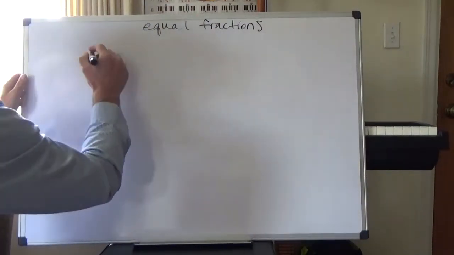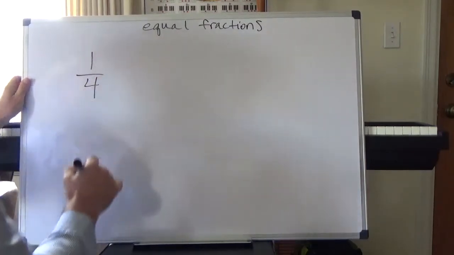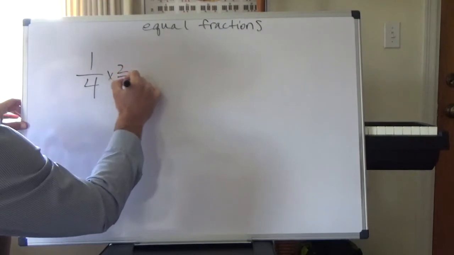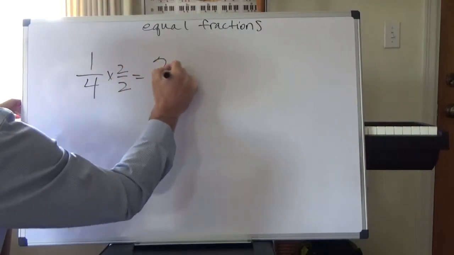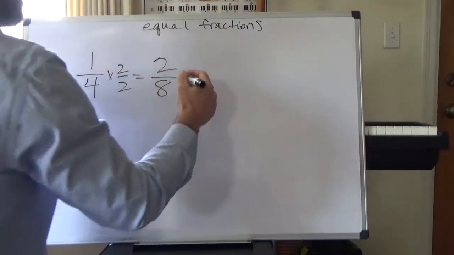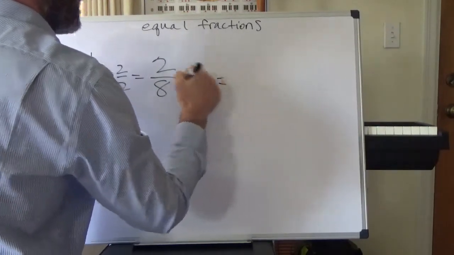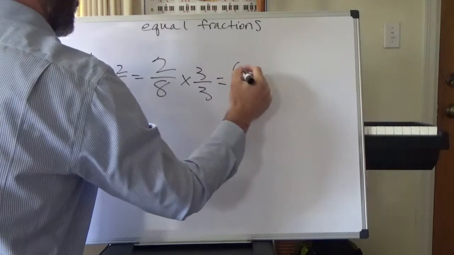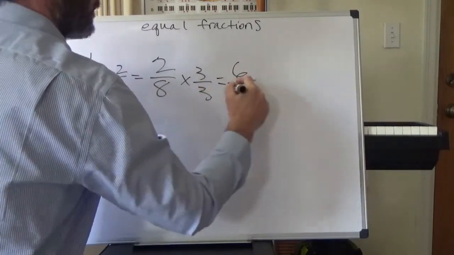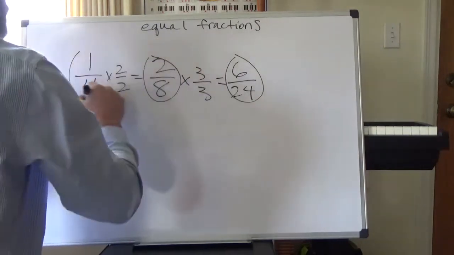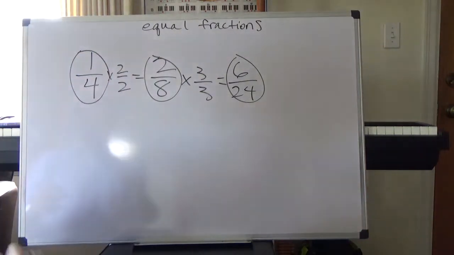Let's try 1/4. What is an equivalent fraction to 1/4? Well, I can just multiply by 2/2, and that's going to give me 2/8. I can multiply just by 3 now, maybe, and I will get 2 times 3 is 6, 8 times 3 is 24. 6/24, 2/8, 1/4 are all equivalent fractions.